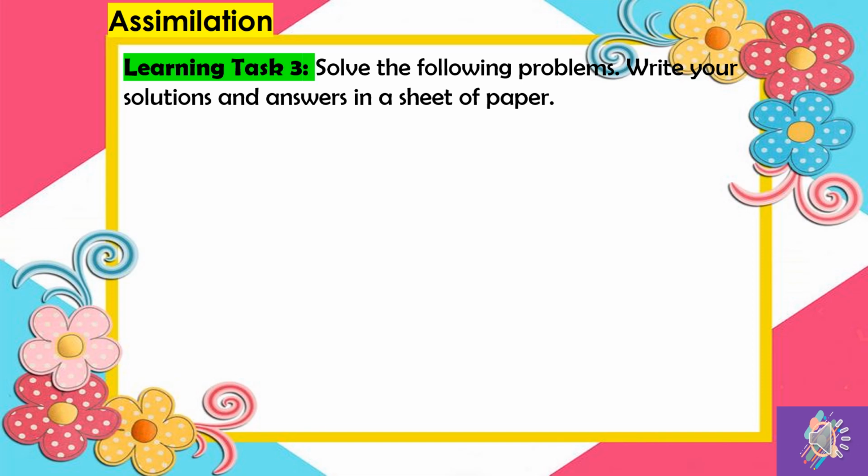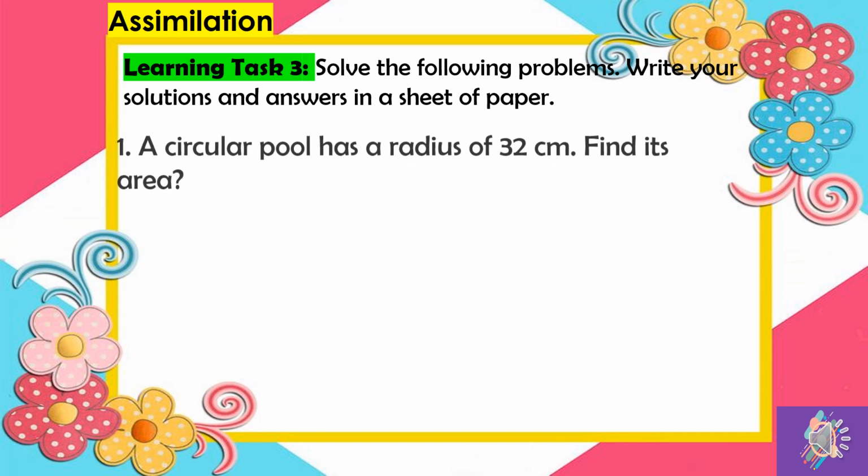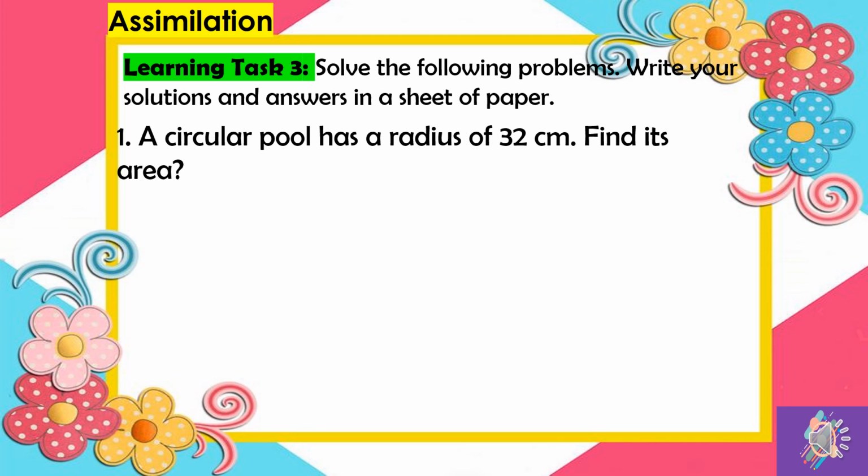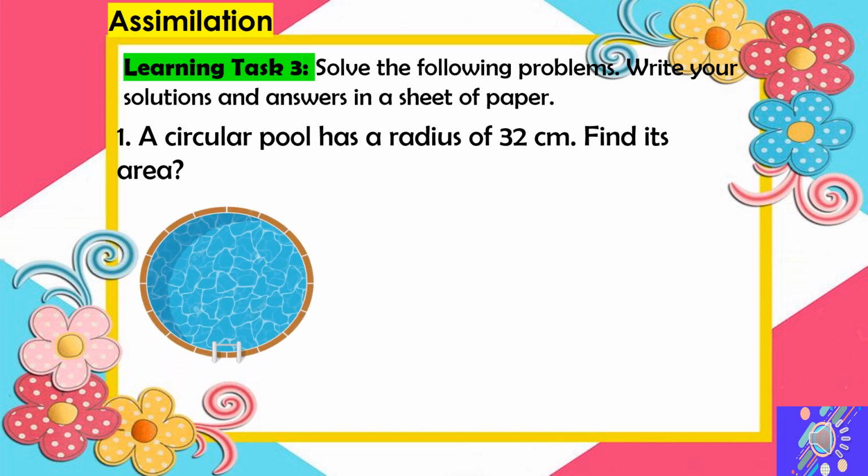For the simulation learning task 3, solve the following problems, write your solutions and answers on a sheet of paper. So again, for number 1, the problem is: a circular pool has a radius of 32 centimeters. Find its area. Let us now answer number 1. So this is the circular pool, and the radius is 32 centimeters. So let us now find the area.